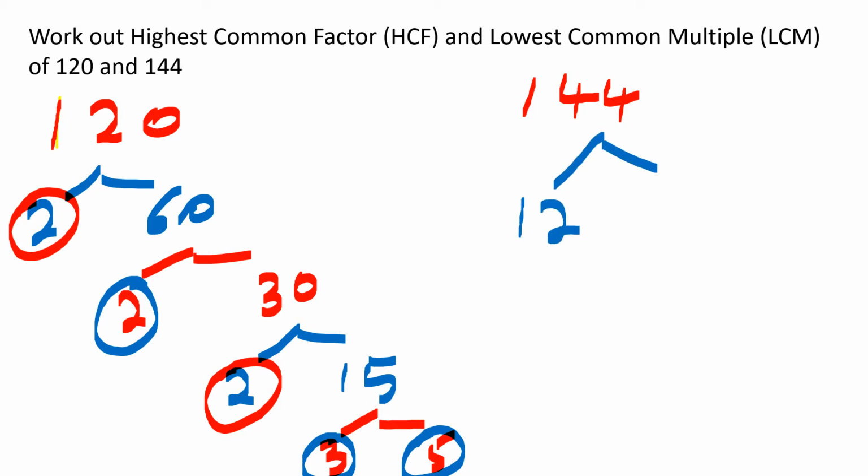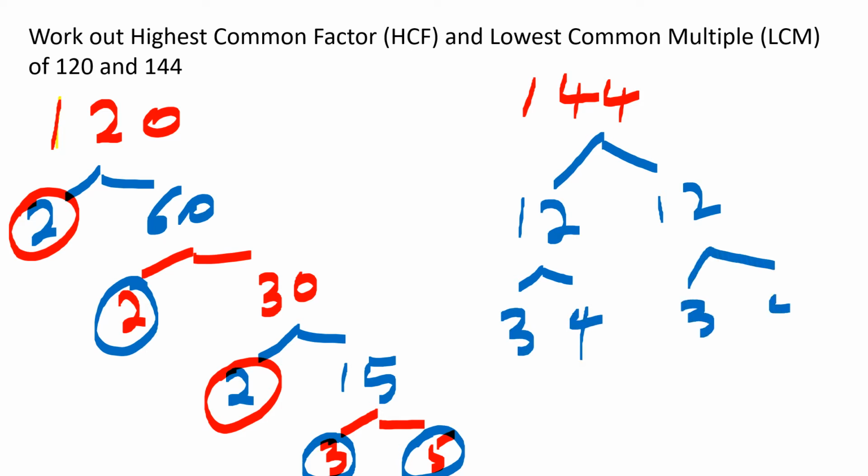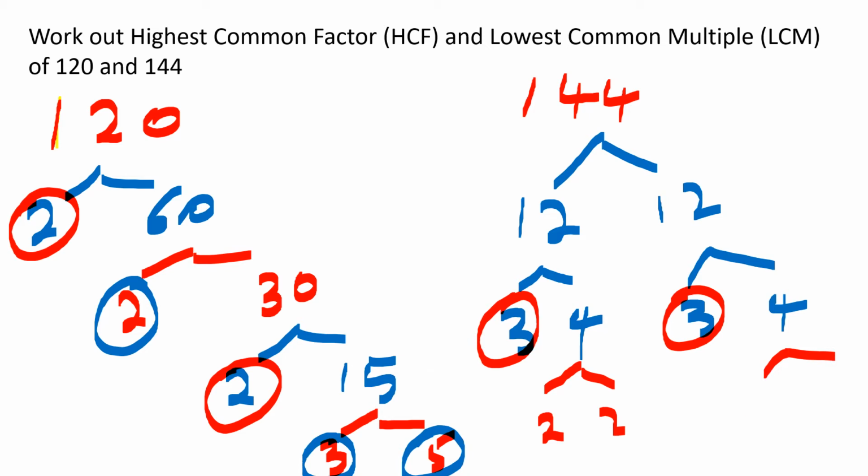12 times 12. And for 12, you get 3 times 4. And here you get 3 times 4. 3 is a prime number. You circle it. You move on with the 4. 2 times 2. Same here, 2 times 2. And then you circle.